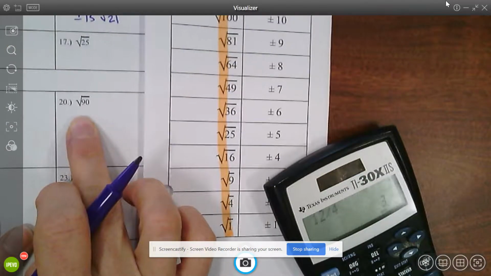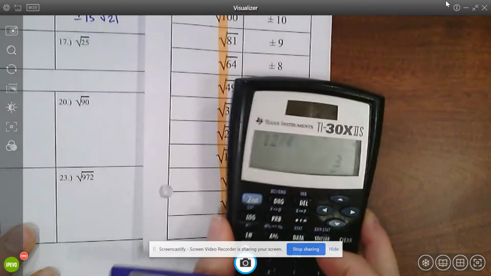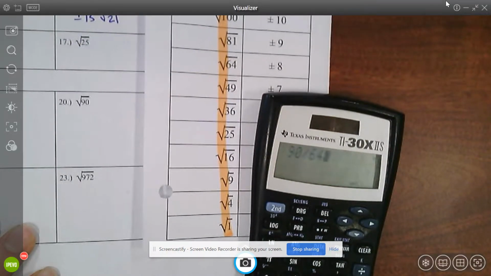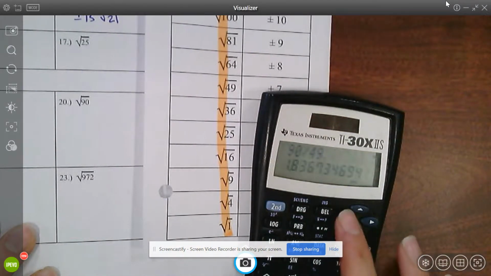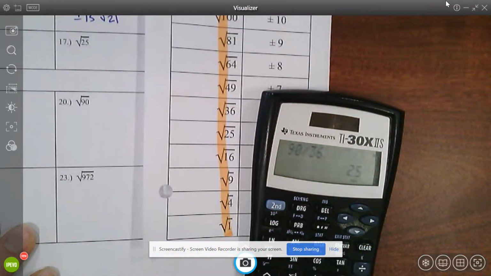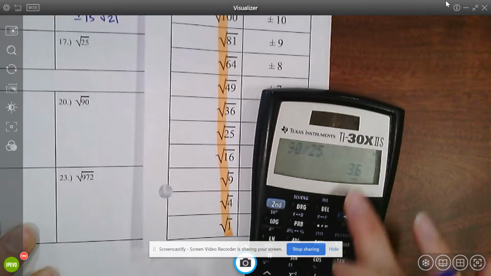Let's take a look at the square root of 90. I need to find the largest perfect square that will go into 90. So I'm just going to start trying some numbers. 90 divided by 64, decimal. 90 divided by 49, decimal. Try 36. Again, you want to go in order so you don't skip anything. I have 2.5. So now I'm going to try 25. I still have a decimal.